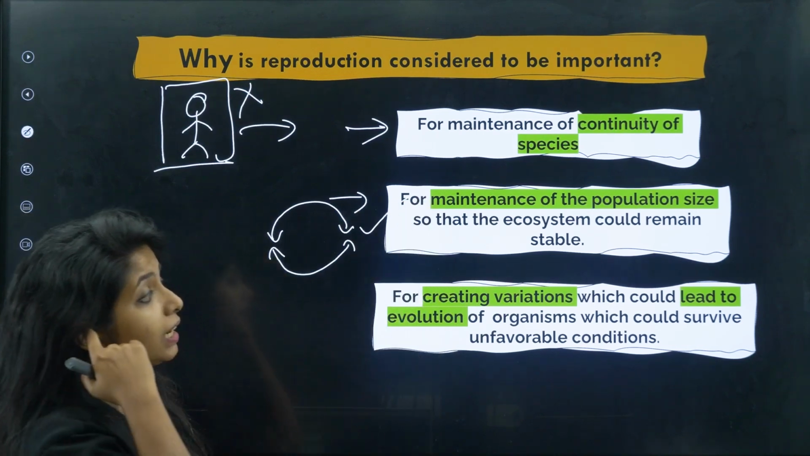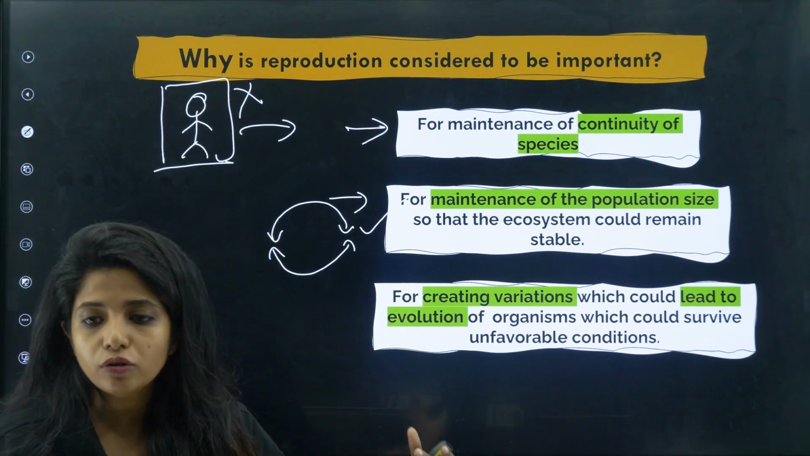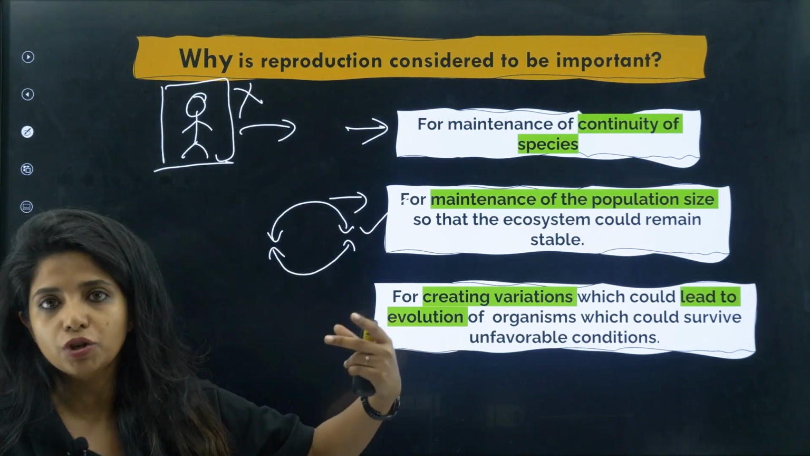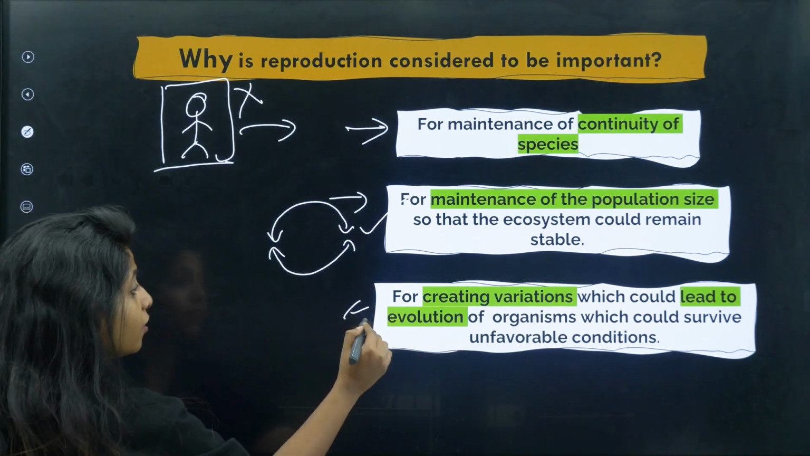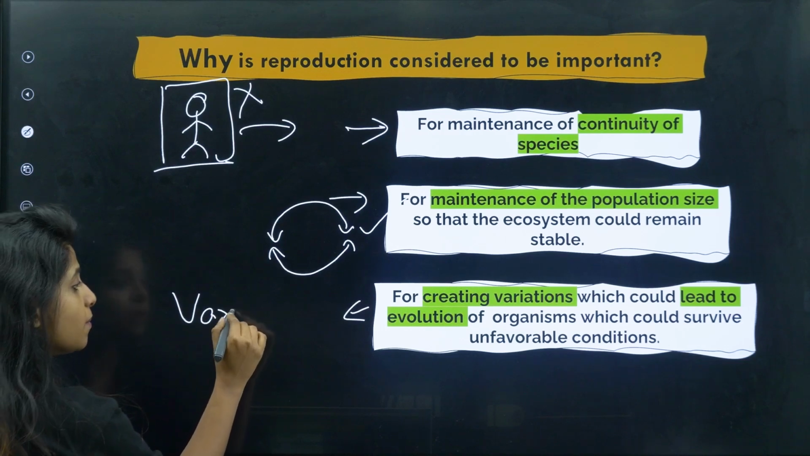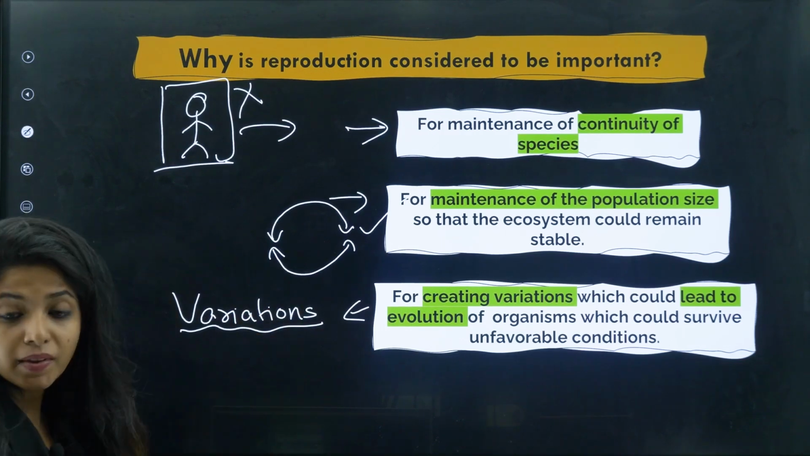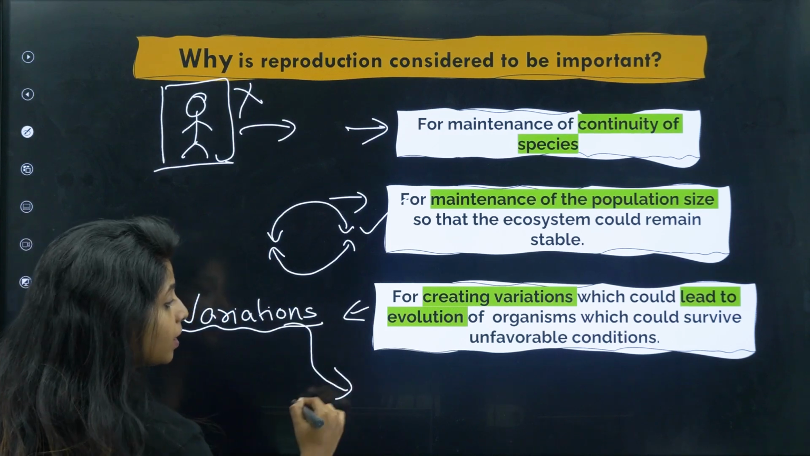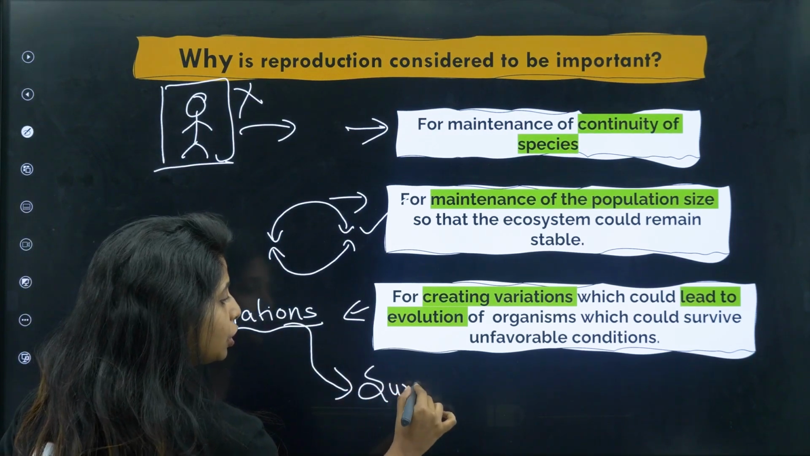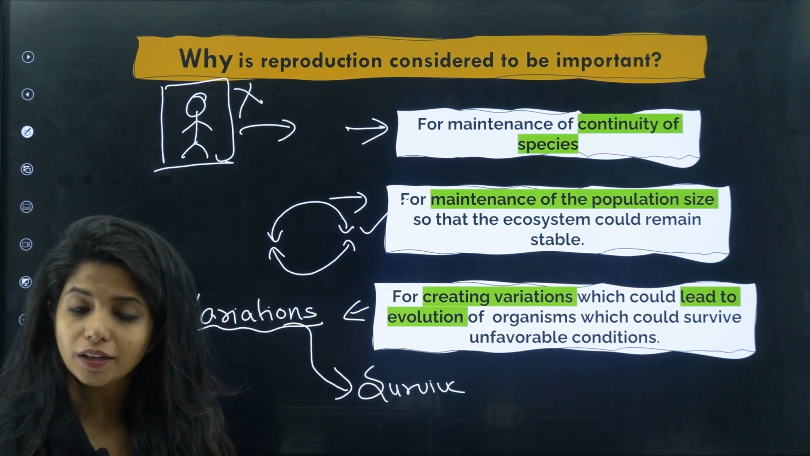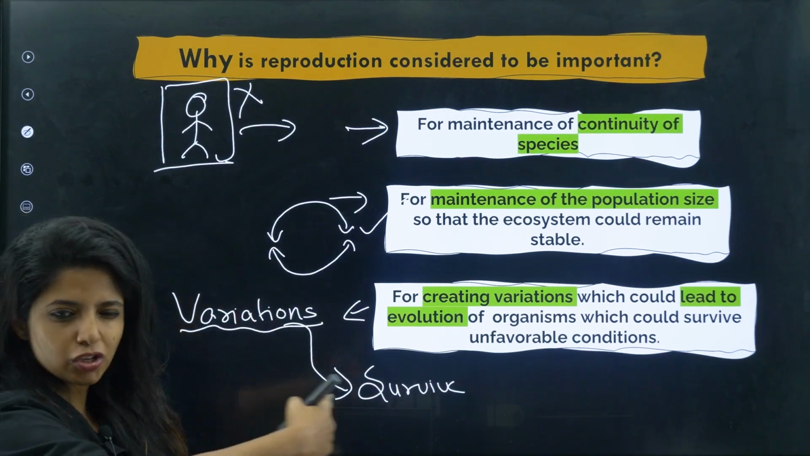Next thing, for creating variations which could lead to evolution of organisms which could survive during unfavorable conditions. So basically it is saying that reproduction is important because in some types of reproduction variations are made, and these variations would let organisms survive during difficult situations. How does this variation occur? We will talk about that just after this.